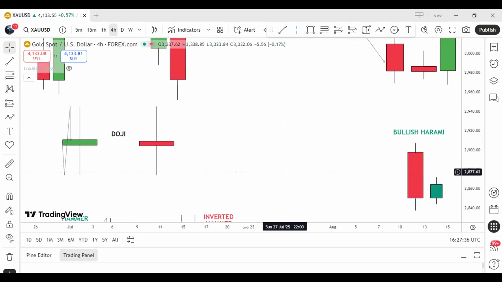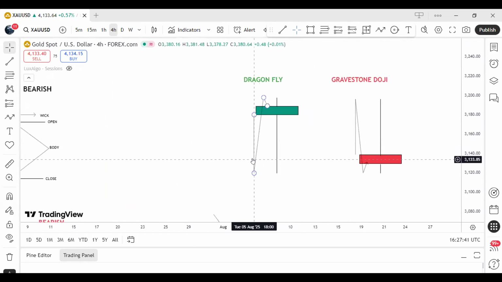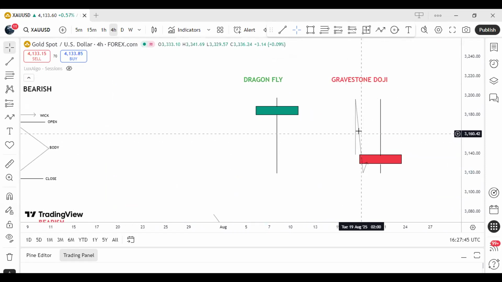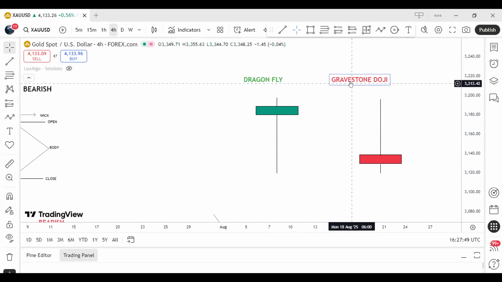So the next on our list we have the dragonfly. So let's explain what actually happened here. The dragonfly and the gravestone doji. All right. So this dragonfly, what actually happened?